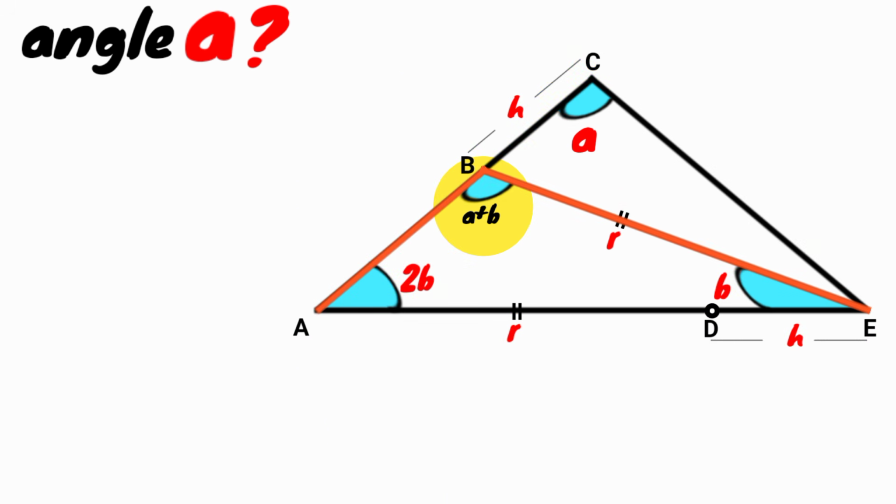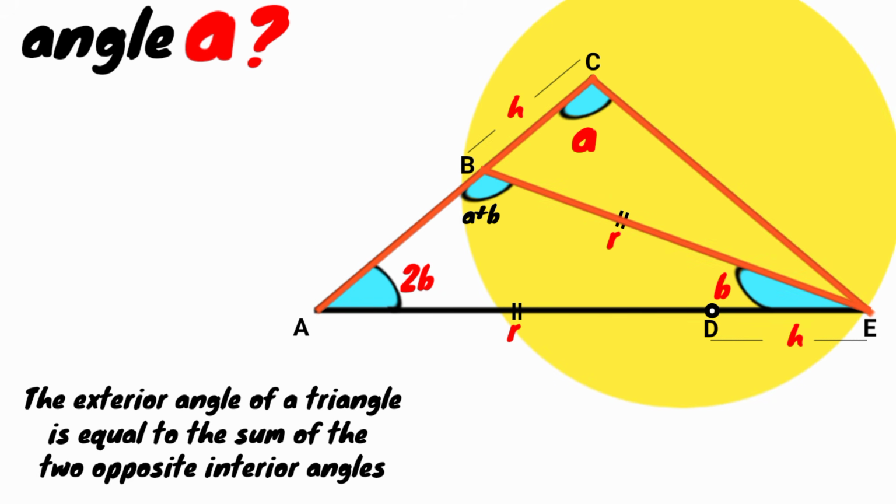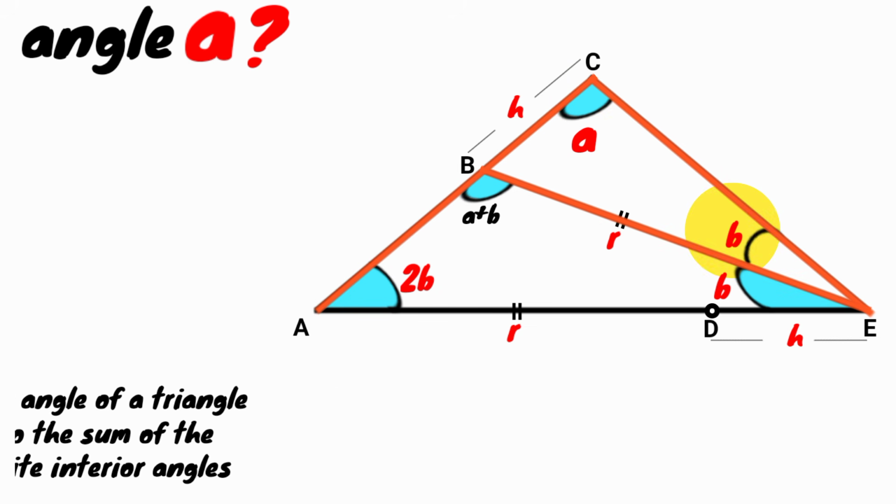It is an exterior angle of this triangle, and we know the triangle exterior angle rule. It states that the exterior angle of a triangle is equal to the summation of the two opposite interior angles. So in this triangle, we see this angle A and this are opposite to the exterior angle. Since its size is A plus B and this is A, to balance it, this must be B.